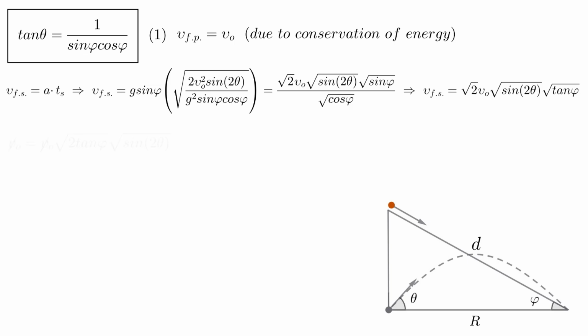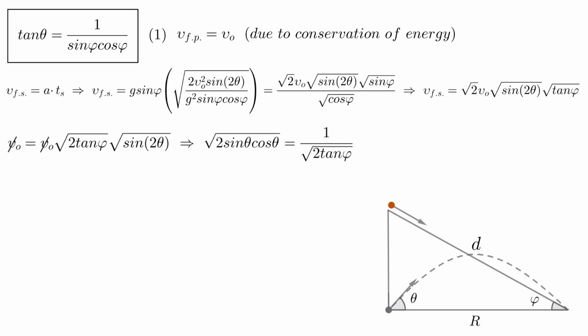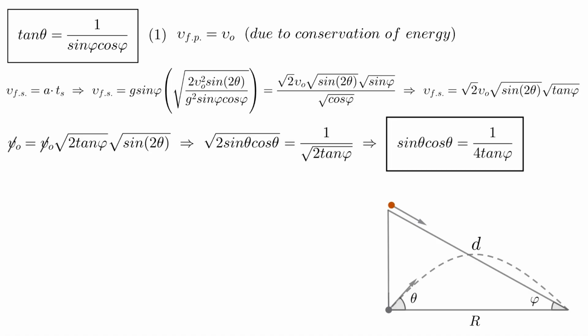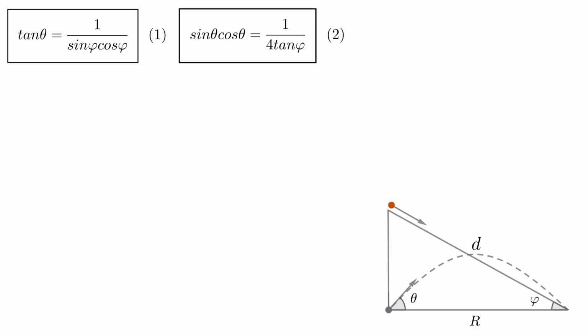So now we equate these two terminal velocities, and we get v naught equals v naught times the square root of 2 times the square root of sine of 2 theta times the square root of tangent phi. And after we do our algebraic manipulations, we get sine of theta cosine of theta equals 1 over 4 times tangent phi. And this is our second equation.